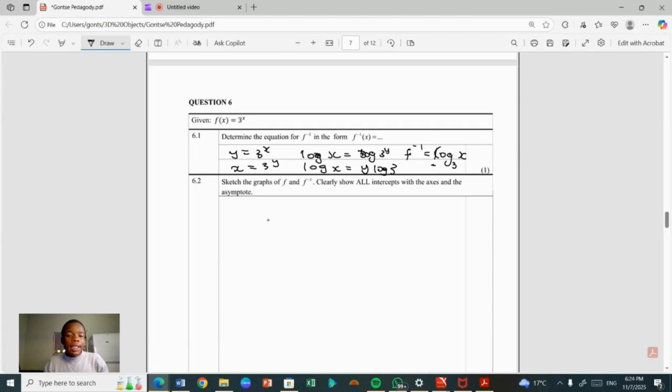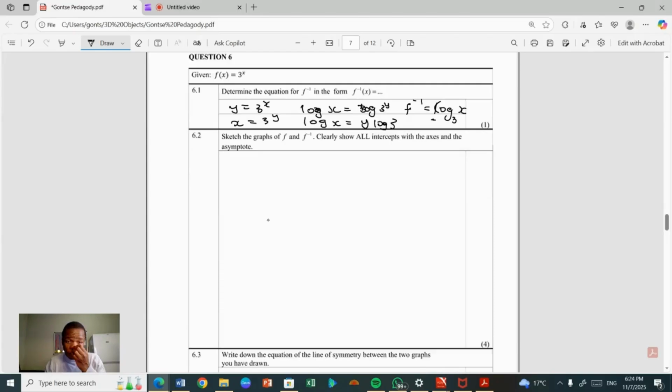Yeah, so they said sketch the graph of f and its inverse. Clearly show all the intercepts, right? Okay. So from here, they said that we should draw, right? When you draw, okay, thank you.